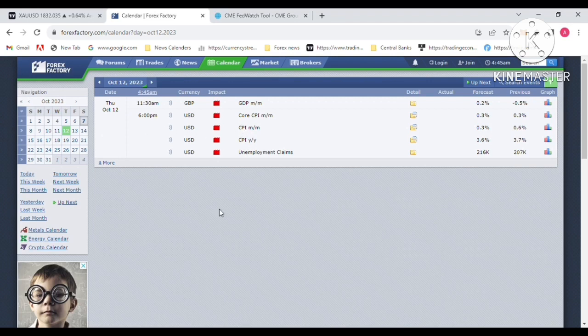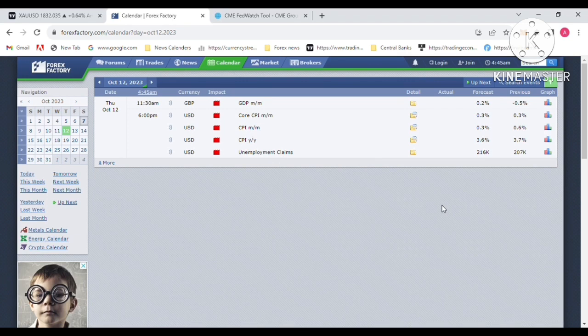And next week, on the 12th of October, CPI data will be released. The previous CPI inflation report was 3.7%, and the Fed expects it to drop to 3.6%. So you should keep in touch with this inflation report next week on the 12th of October if you are trading US dollar pairs like gold. Combine economic data with technical analysis.